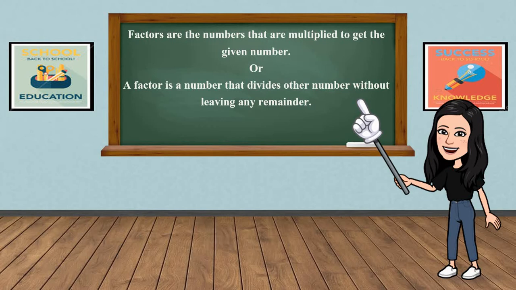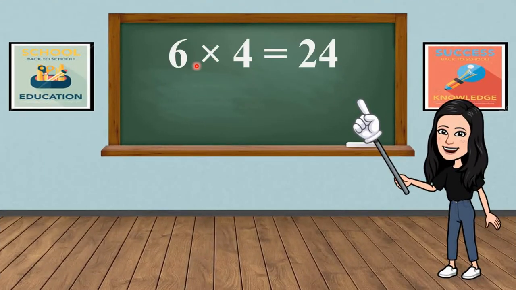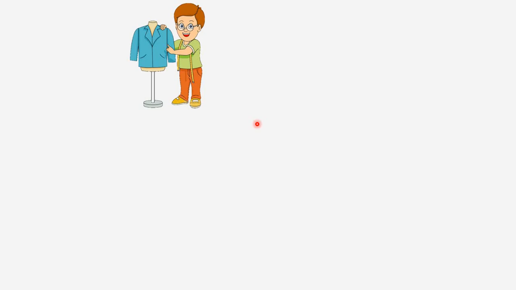So, let's understand it in a better way with the help of an example. Here, 6 times 4 is given as 24. Now kids, the numbers 6 and 4 are multiplying to give number 24. So, 6 and 4 are the factors of 24. Kids, let's now understand factors in a better manner with the help of an activity.